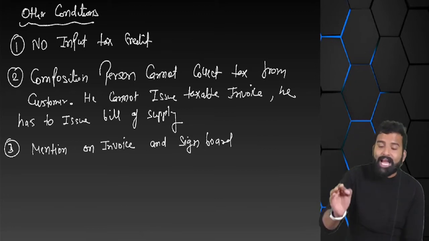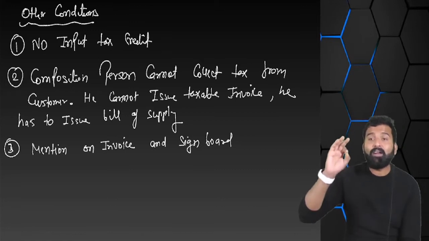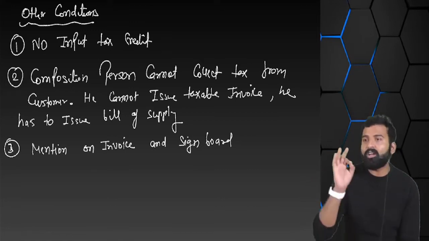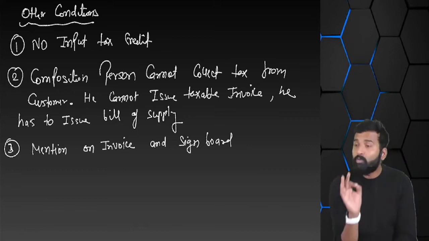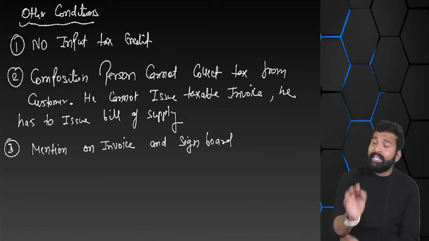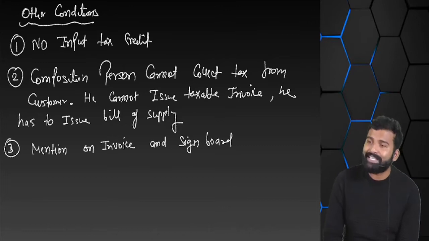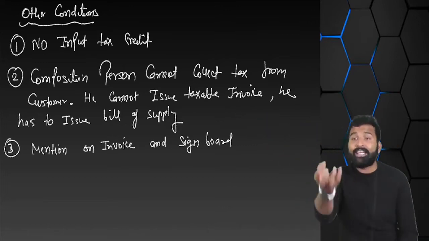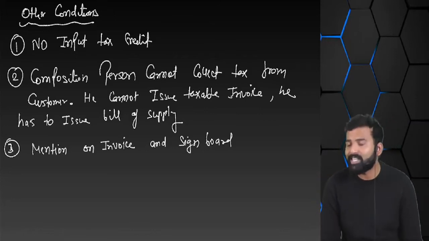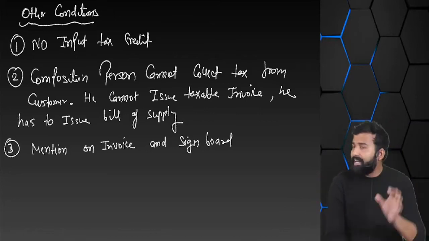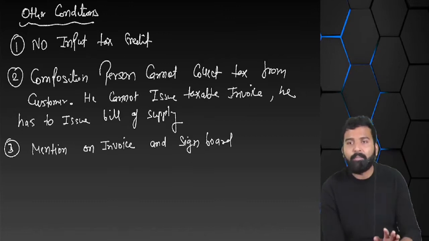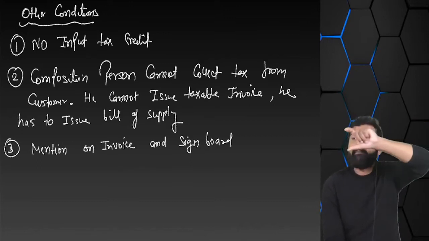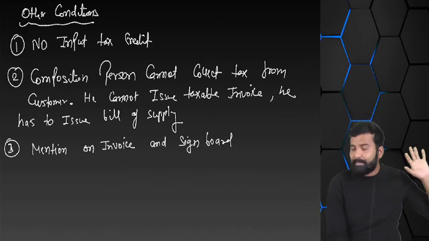Why? So that the customer always knows that he is a composition dealer, and he cannot collect tax from us. Otherwise, what the dealers are doing is they are collecting 12% or 18% GST from the customer and paying the government only 1%. And they are collecting tax and generating profit from that tax only. So the government has made a very simple rule that if you are a composition dealer, you have to put on a signboard that I am a composition dealer and I am not eligible to collect any tax separately.